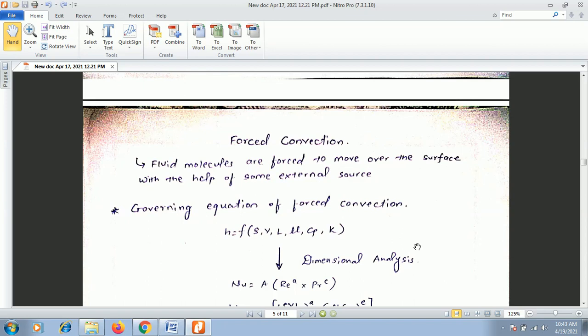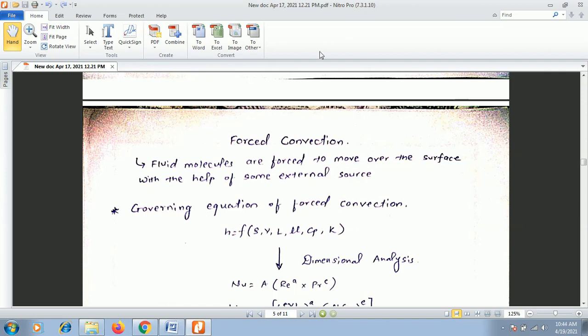For example, a hot surface is kept for cooling, and we switch on the fan or we put on the blower. Then what is going to happen? The fluid is going to have velocity. So we are using an external source in that case, and we can consider that to be an example of forced convection.